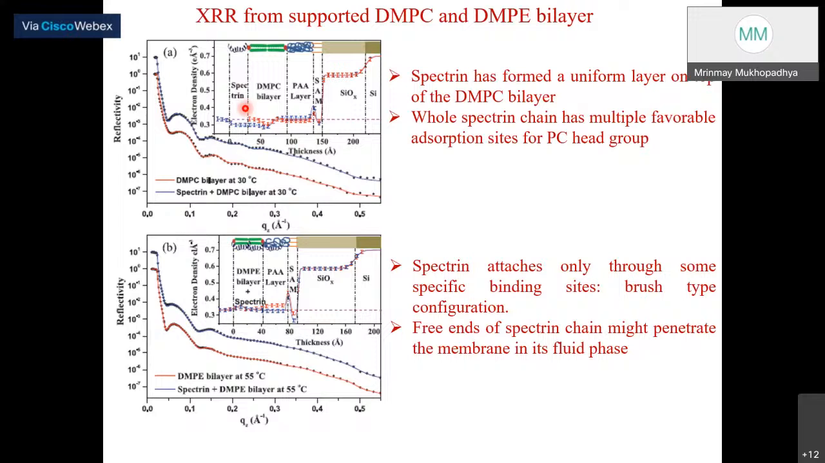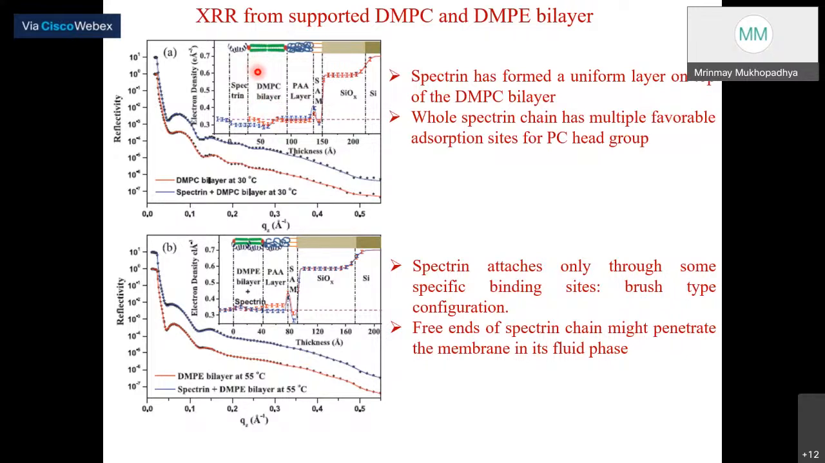This is the fitting, and then you can think about this model: this is my silicon oxide here, then you have a polymer brush layer, then a head part, then a tail part, and then again a head part, and then you have spectrin molecules here. So what it means is that spectrin molecules are forming a layer, kind of a skeleton, on the DMPC bilayer.